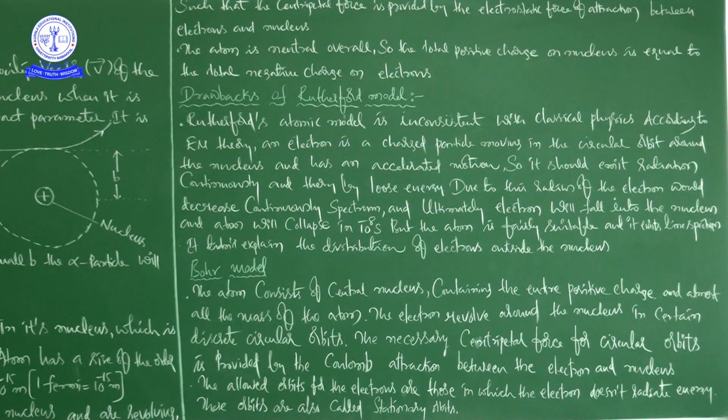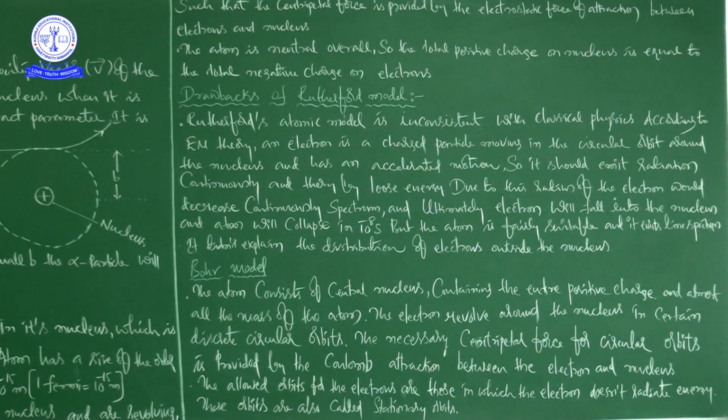Next, drawbacks of Rutherford's model. Just now we discussed the important points from Rutherford's atom model. Now we are going to discuss the drawbacks of Rutherford's model. See here, Rutherford's atomic model is inconsistent with classical physics.